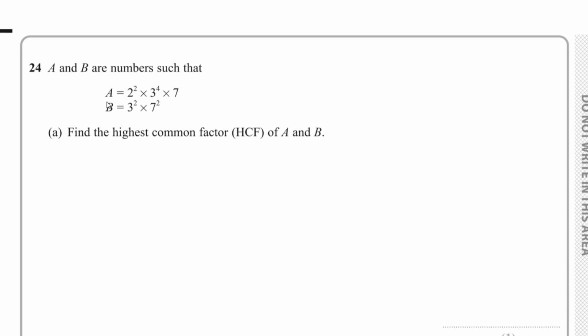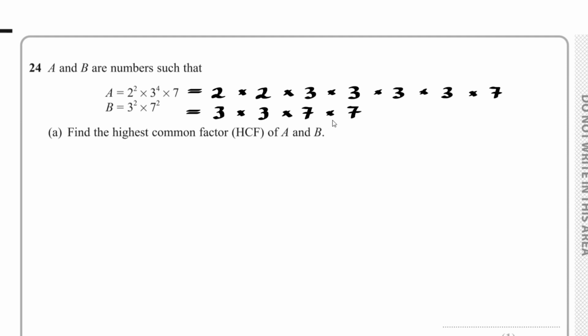Question 24. A and B are numbers such that A is equal to 2 squared times 3 to the 4 times 7 and B is equal to 3 squared times 7 squared. For part A we have to find the highest common factor of A and B. So A is equal to 2 times 2 times 3 times 3 times 3 times 3 times 7, and B is equal to 3 times 3 times 7 times 7.